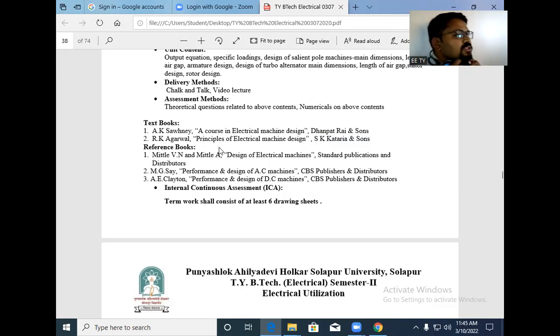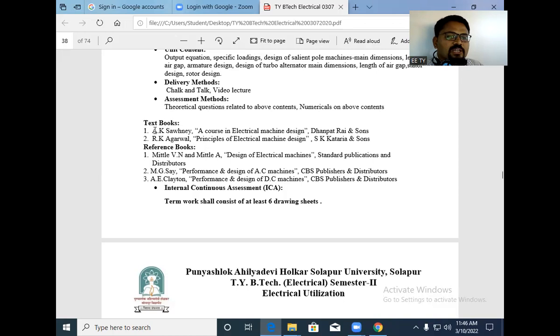Okay. Whatever these 2 textbooks are there, these are available in our library. And we require only these 2 textbooks. That is very enough for us. These 2 textbooks are available in the library. You can go and see, if you want to take them. No problem. Both books are available. A.K. Sawhney is also available. R.K. Agarwal is also available.